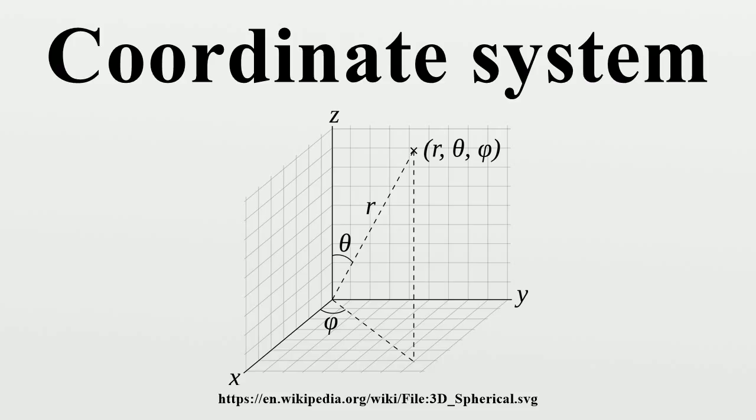There are 2 common methods for extending the polar coordinate system to 3 dimensions. In the cylindrical coordinate system, a z-coordinate with the same meaning as in Cartesian coordinates is added to the r and theta polar coordinates, giving a triple. Spherical coordinates take this a step further by converting the pair of cylindrical coordinates to polar coordinates, giving a triple.